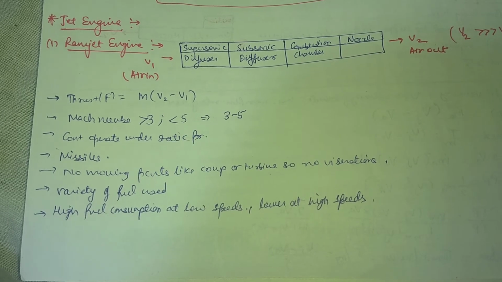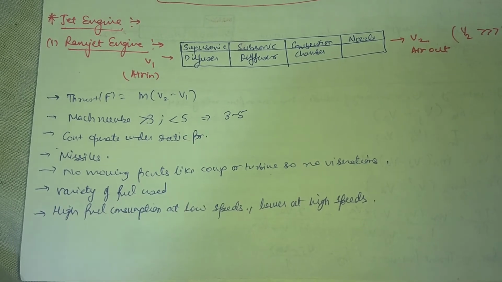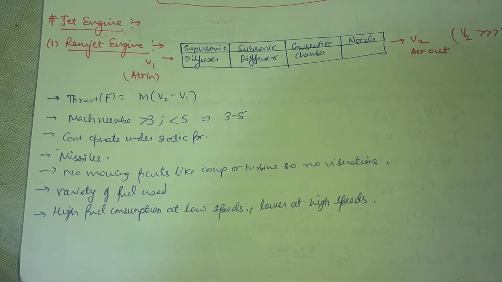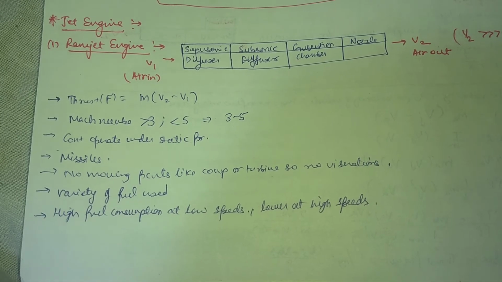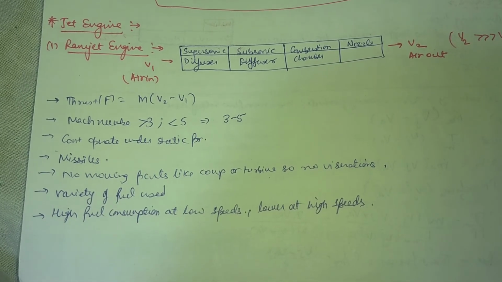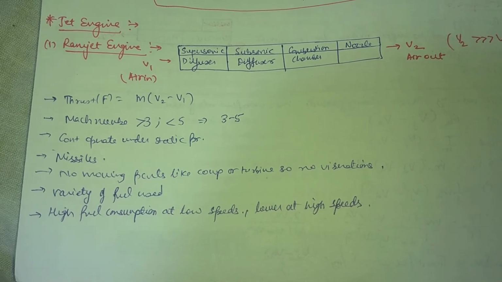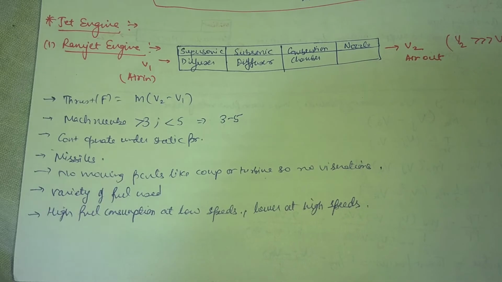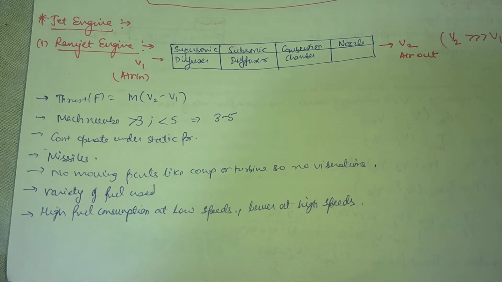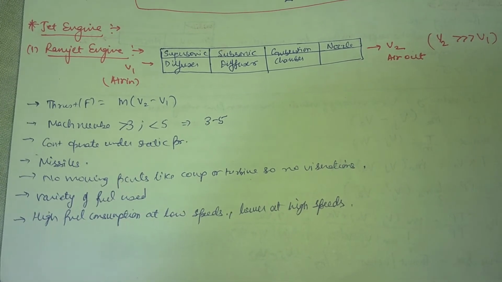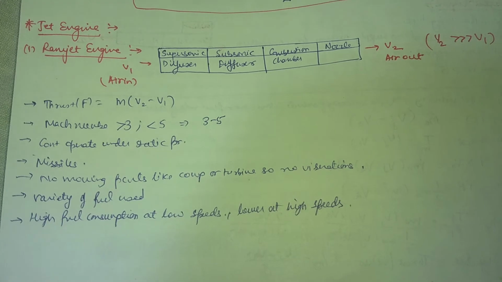Coming to the working of this engine, the air enters the engine through the supersonic diffuser, where it increases in pressure. Further, the pressure rise is achieved in the subsonic diffuser. And the main point to note here is that because of both diffusers in series, a pressure ratio of up to 30 bars can be obtained.